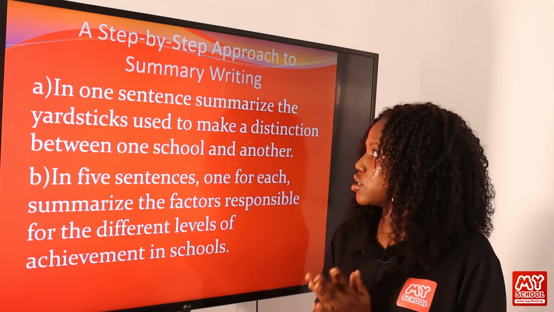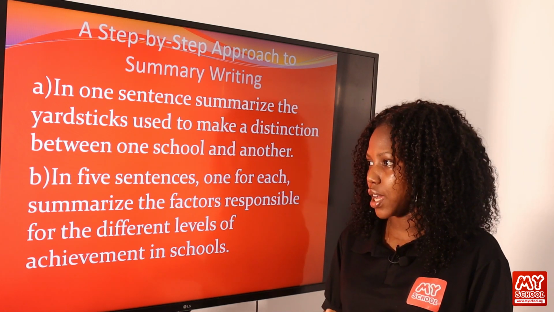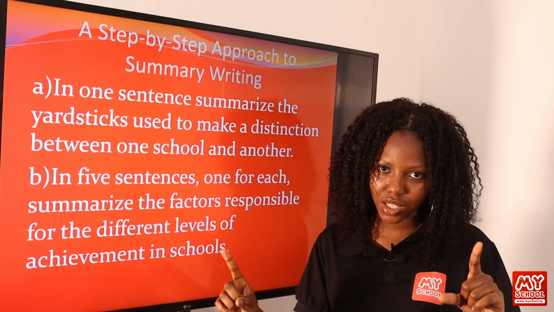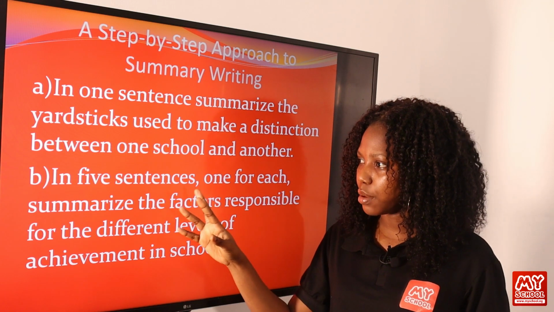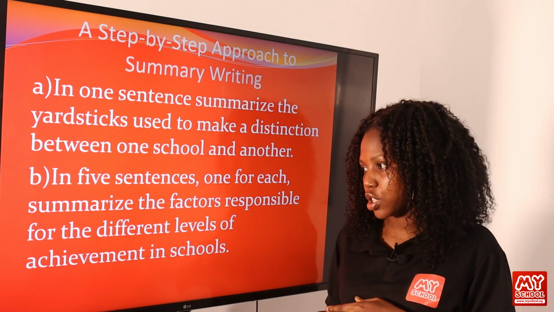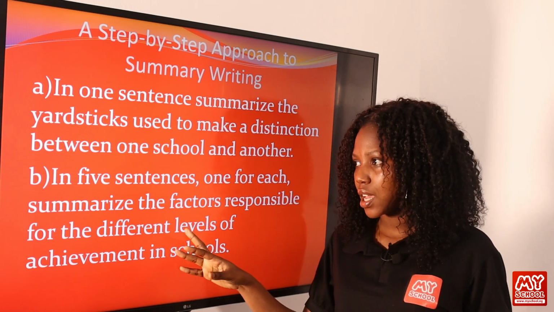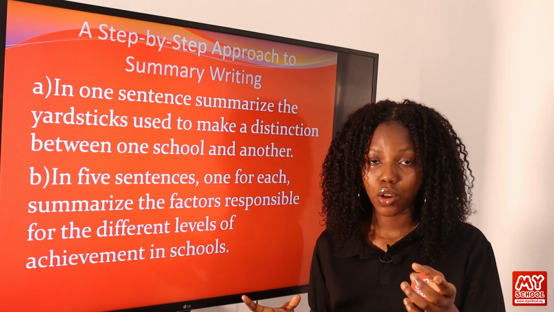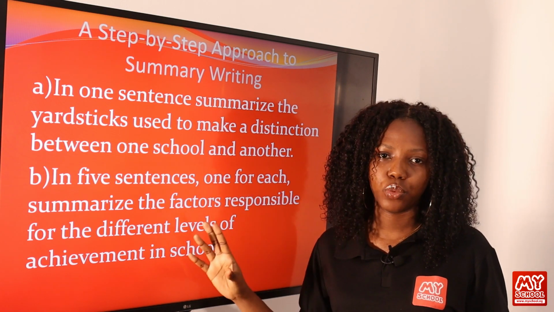A: In one sentence, summarize the yardstick used to make a distinction between one school and another. So in this question, we need just one sentence. One sentence, that's the limit. Then B: in 5 sentences, one for each, summarize the factors responsible for the different levels of achievement in school. So in question B, we are to provide 5 sentences, one for each factor. So that's what we're going to be doing with this question.